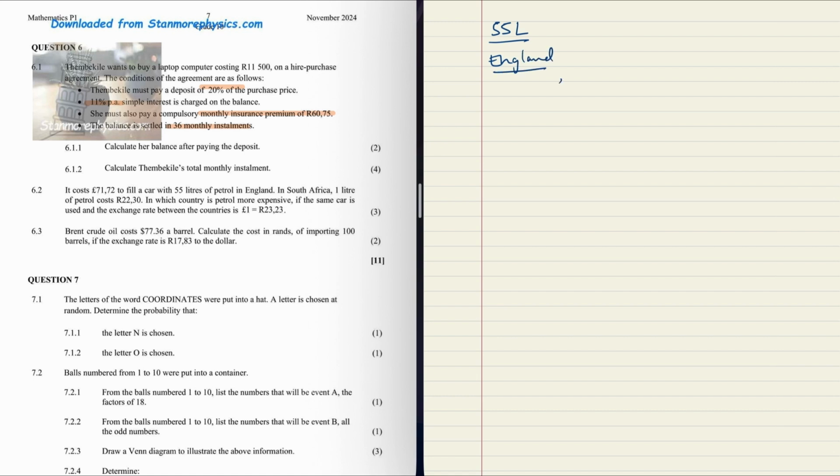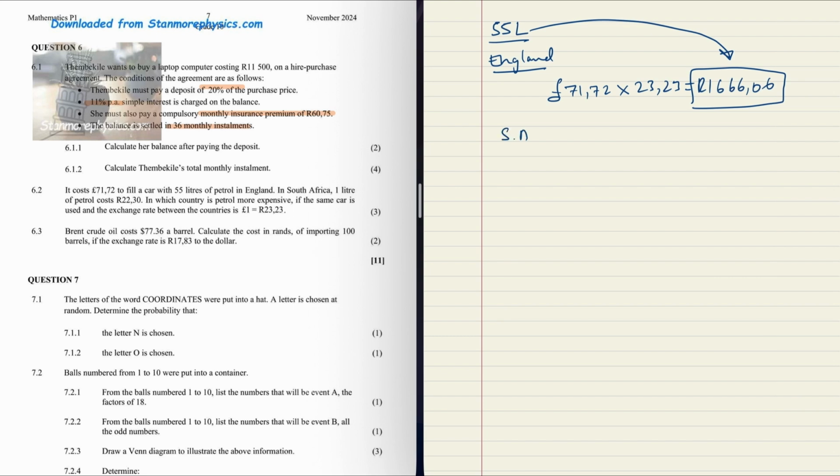I'm going to say 71.72 multiplied by 23.23, and that's going to give us a value of 1666.06. So that's the cost of 55 litres in England, the Rand value.